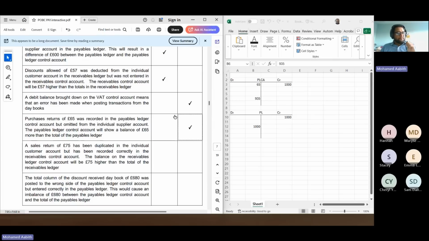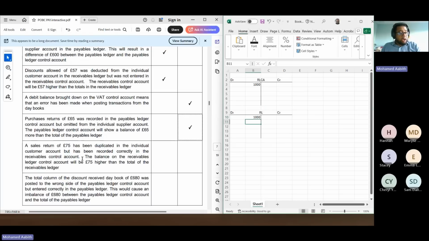A sales return of £75 has been duplicated in the individual customer account but has been recorded correctly in the receivable ledger control. The balance of the receivable ledger control will be £75 higher than the total balance. Again, let's delete all of this. Let's start with the RLCA and the receivable ledger, with a balance of £1,000, not 10,000, 1,000.